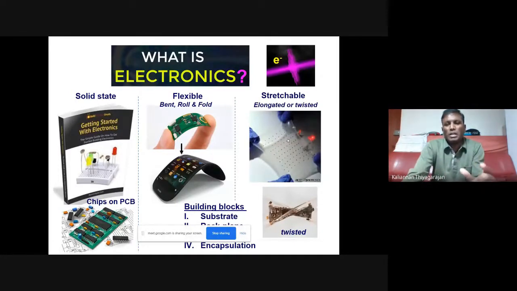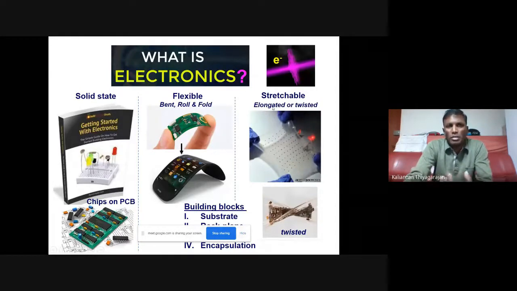When you release the stress, the strain or stress you gave, the device comes back to its original place. Here I show a biaxially stretchable device, and they have some LEDs on it. I think this is a transistor array. The basic condition for stretchable electronics is that the device should be elongated or twisted like this.